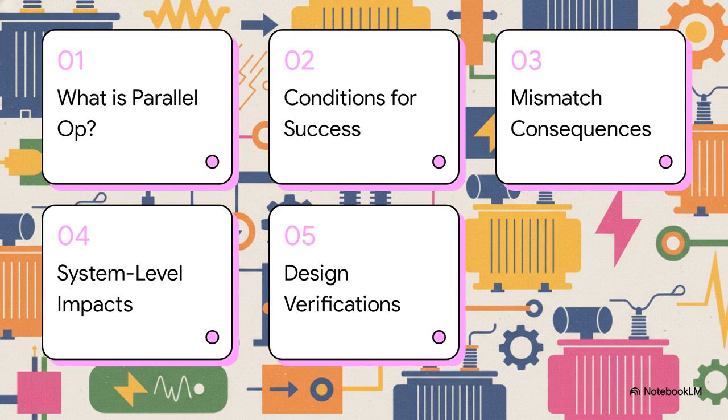So, here's our game plan. First, we'll nail down the foundational principle. Then we'll map out the ideal conditions for success. After that, we'll get into what happens when things aren't perfect, and trust me, they rarely are, and look at the consequences of a mismatch. We'll then zoom out to see the system-level impacts and wrap it all up with the key design verifications that will save you from some very costly mistakes down the line.